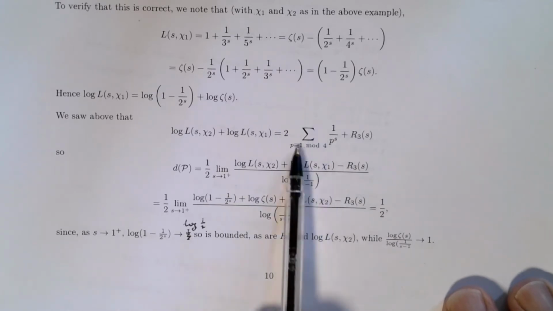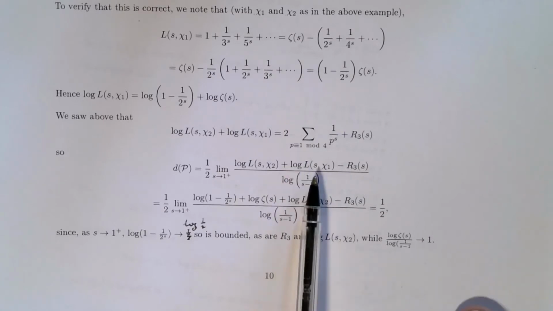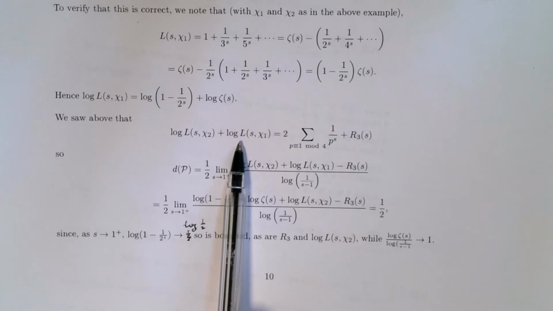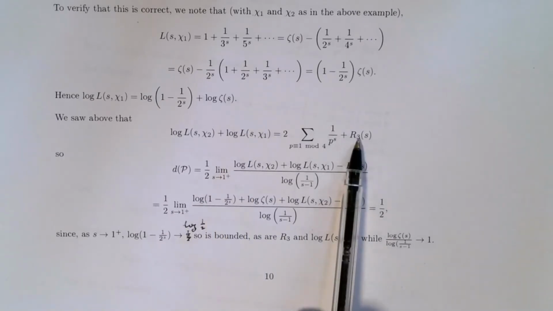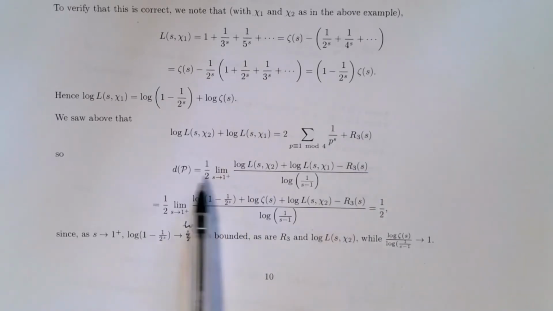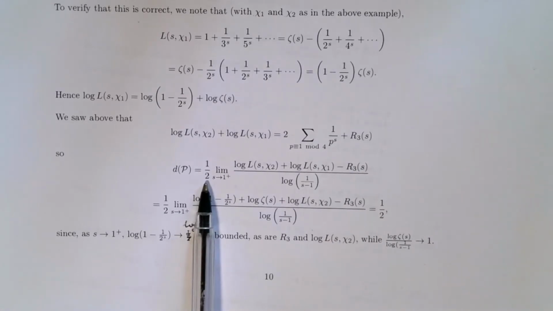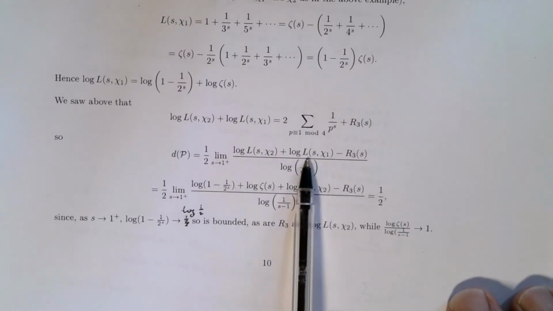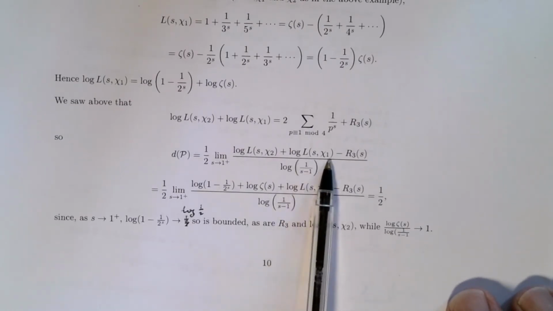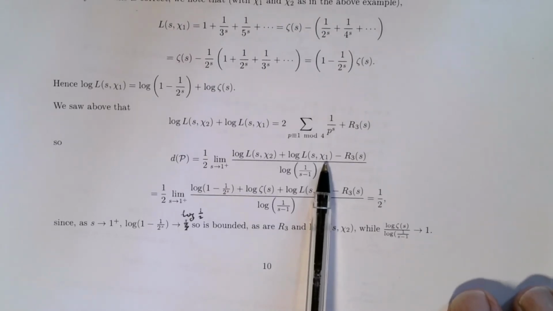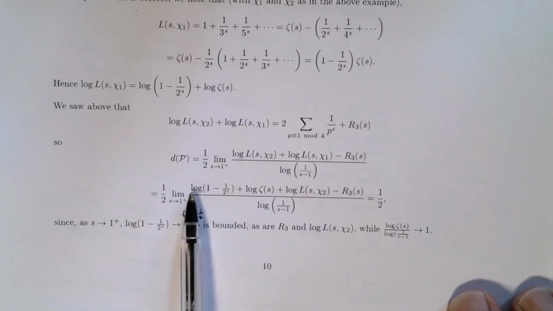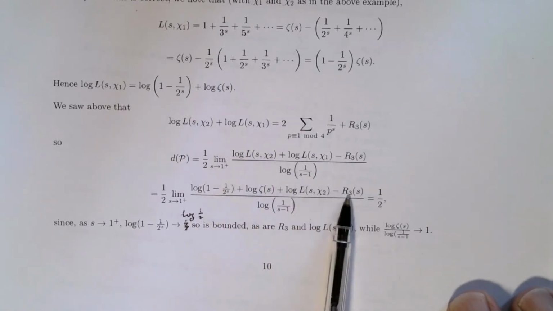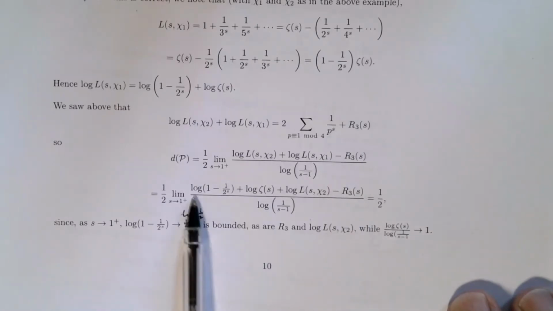So this sum here we can write as 1/2 of this plus this, and then minus the R3. So I take the half out the front, and I end up with that sum there. Now we have an expression for this one, the log of L of s and chi 1. We had an expression up here for that. There it is here. So I just plug that into here, so I get that plus that. We've still got this sum here. We've still got R3, and this is divided by this logarithm.